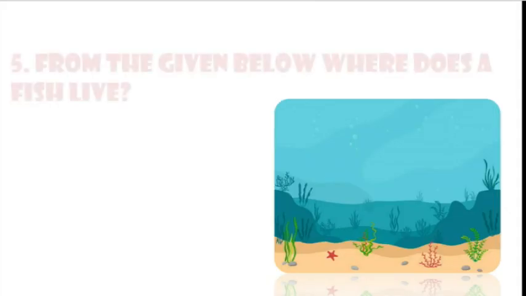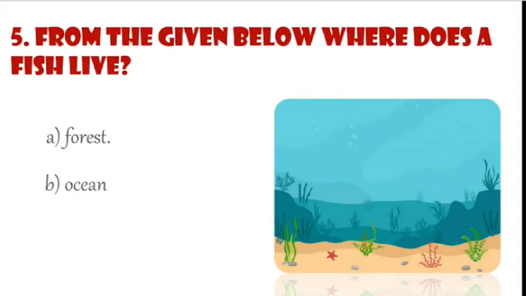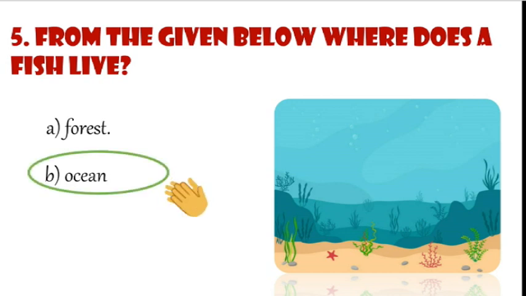Last question, which is question number 5. Question is, from the given below, where does a fish live? So now you all are going to tell me what will be the habitat of a fish. And the options are A, forest, B, ocean. I know this one is the easiest one. Yes, it is correct. We all know that a fish lives in the ocean. Correct.